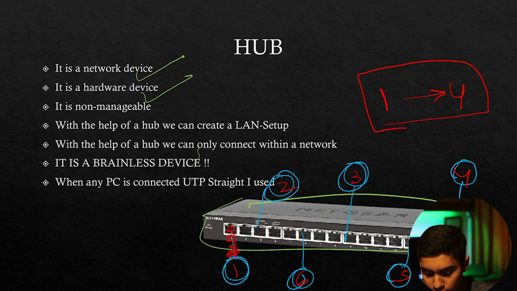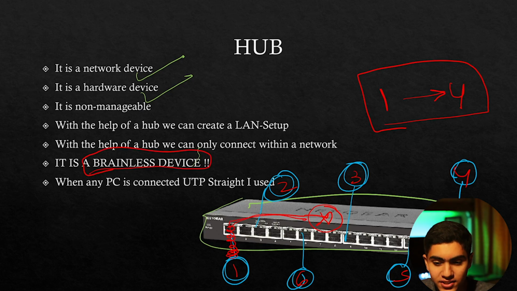The hub takes it inside and does not process anything. It's absolutely null. It's brainless. So 1 sends a message to be reached to 4, and what the hub will do is broadcast the message to every single device that is connected.